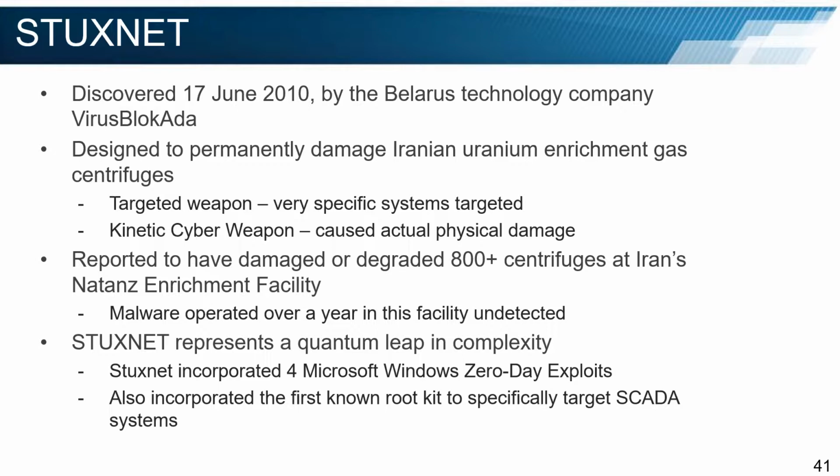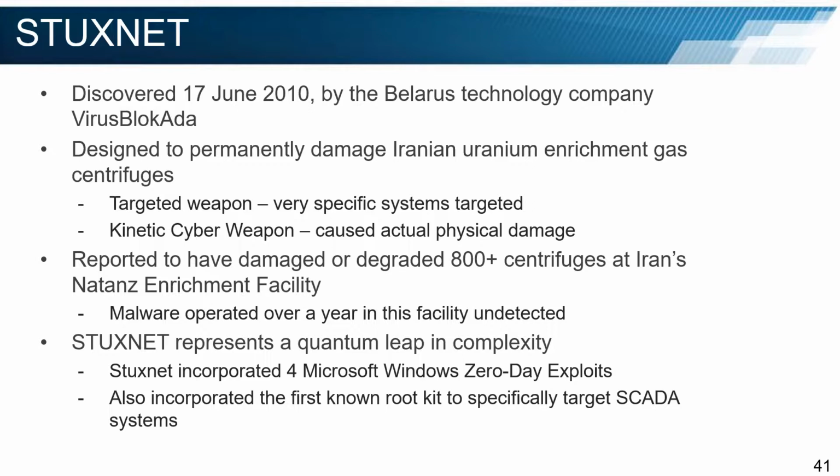STUXNET is reported to have damaged or degraded 800-plus centrifuges at Iran's Natanz enrichment facility. The malware operated over a year in this facility without detection, very slowly inflicting incremental damage to affected centrifuges over the course of many months. STUXNET represents a quantum leap in malware complexity. It is a modular platform that can be repurposed for a variety of tasks based on the modular payload included.